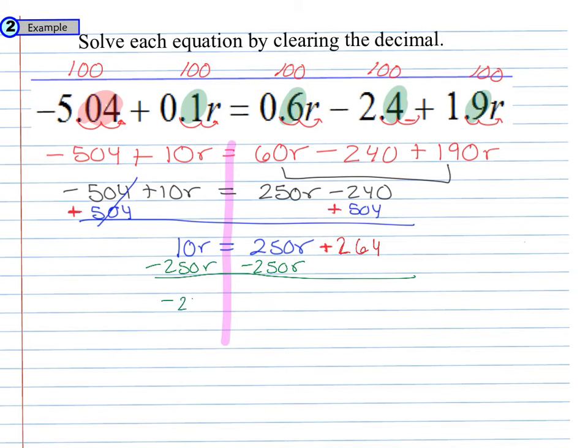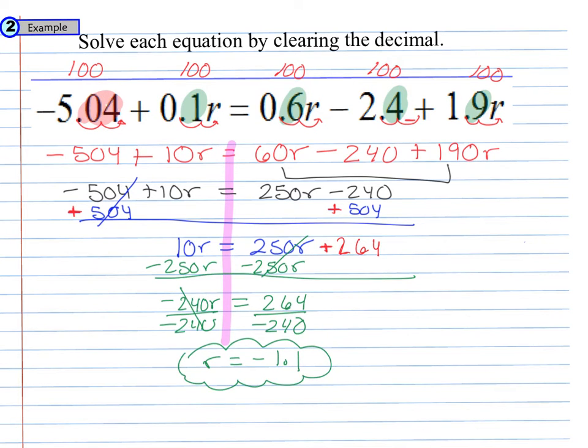That becomes negative 240r is equal to, that's 0, 264. Divide both sides by negative 240. You get r is equal to 264 divided by 240. Get a calculator, that is fine. And you should get 1.1. And it's not an approximation, that's an exact answer.